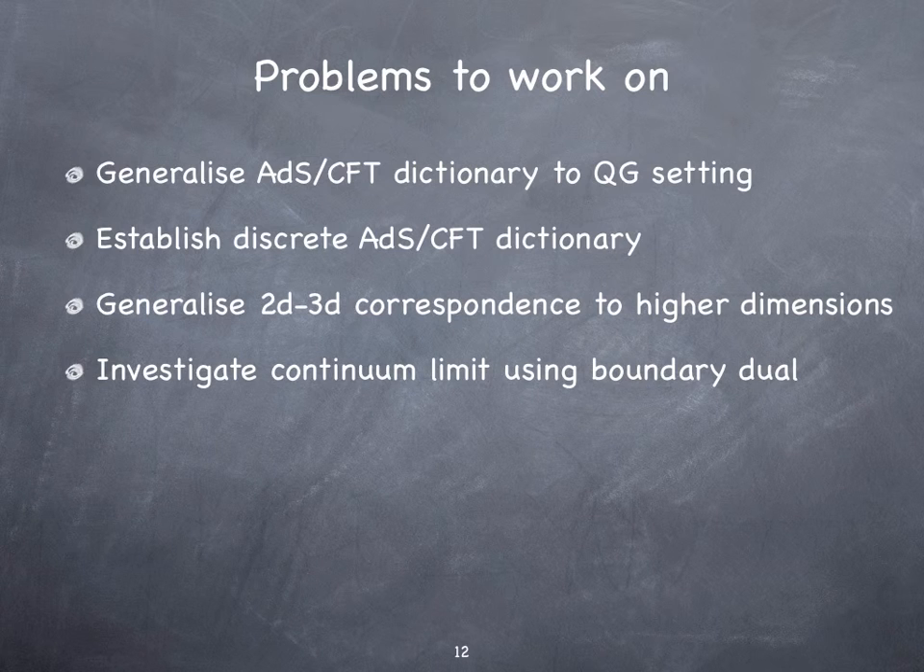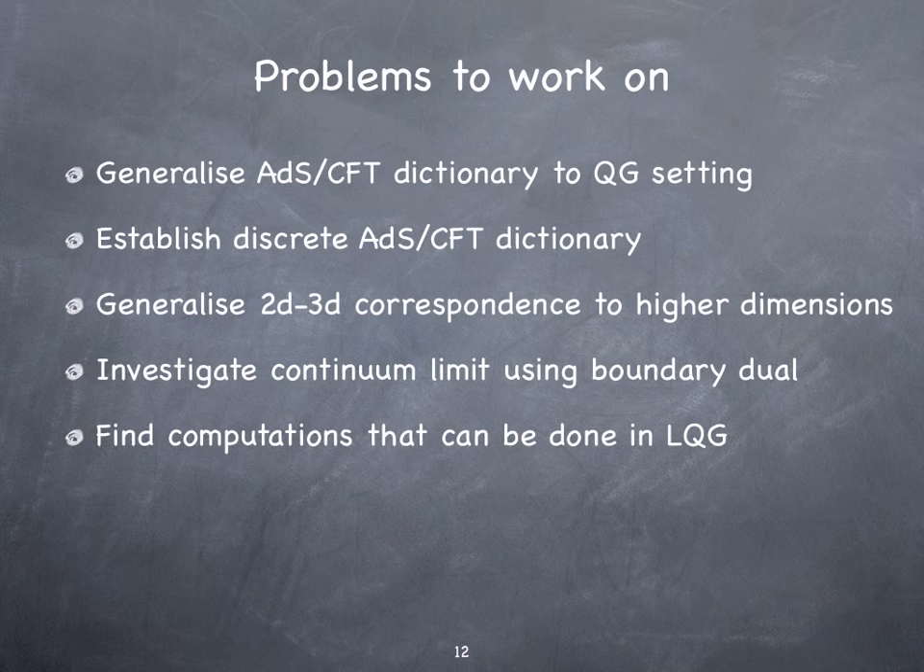One needs to investigate the continuum limit. It might be very useful to do this by using a boundary dual, just because a lot more is known about taking continuum limits in, for example, statistical physics or condensed matter. Of course, we need to find computations that can actually be done, so this is always a problem. You need to find computations that can really be done in LQG with a feasible amount of computing power. And the Ryu-Takayanagi formula was mentioned here because it computes what is the most fundamental observable in loop quantum gravity, which is codimension-2 area in spacetime.